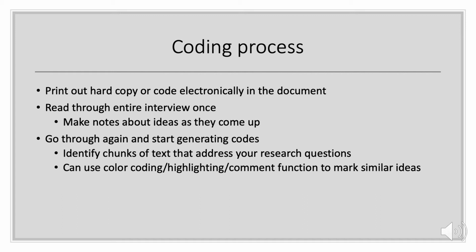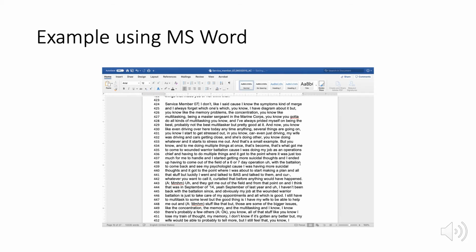And you can use color coding. You can highlight either with physical highlighters or in your Word document. You can use the comment function to mark the ideas as they come across. And basically, you'll go through the whole document at least one time, usually multiple times, to complete the initial coding. This is an example of coding.